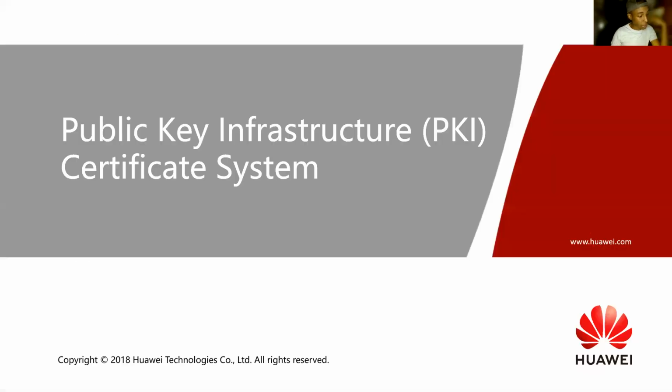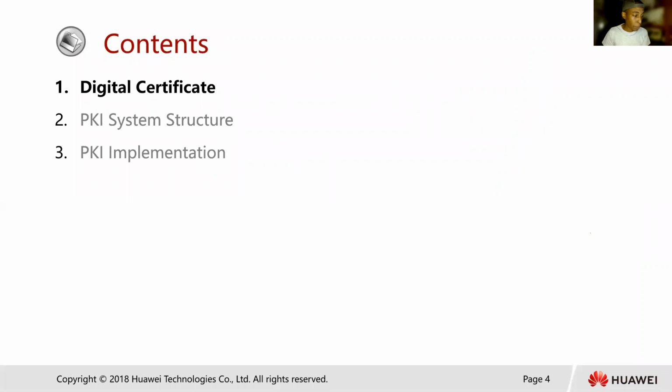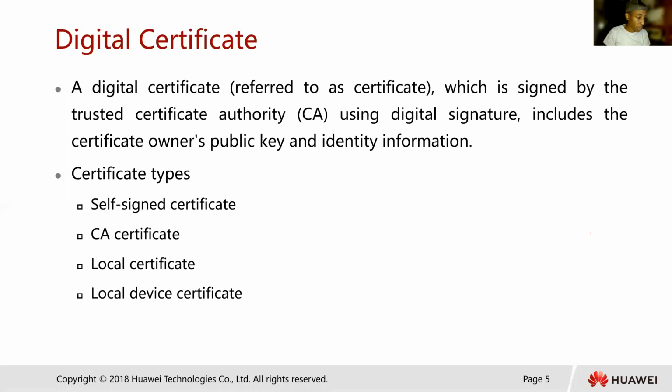So this is the public key infrastructure certificate system. Remember, when you're looking at something like HTTPS, there's usually also the PKI. I think Kenya was in the process of coming up with its own PKI. I don't know whether you followed it up, but it's something that you can check on. So you'll be able to describe the PKI certificate system architecture and also master the implementation of the PKI certificate system. In a PKI, public key infrastructure, we also have what we call a digital certificate, a system structure, and the implementation.